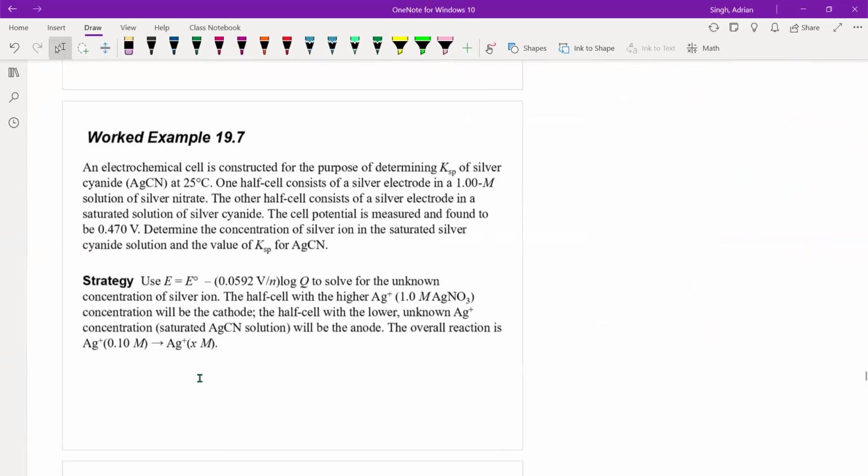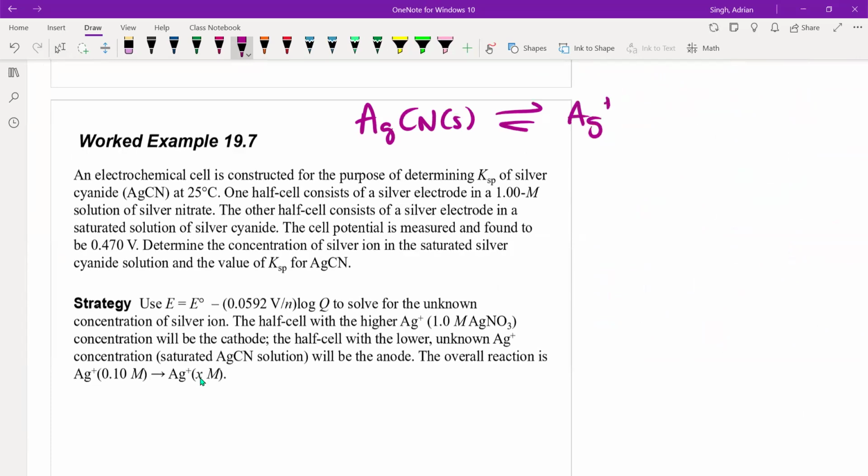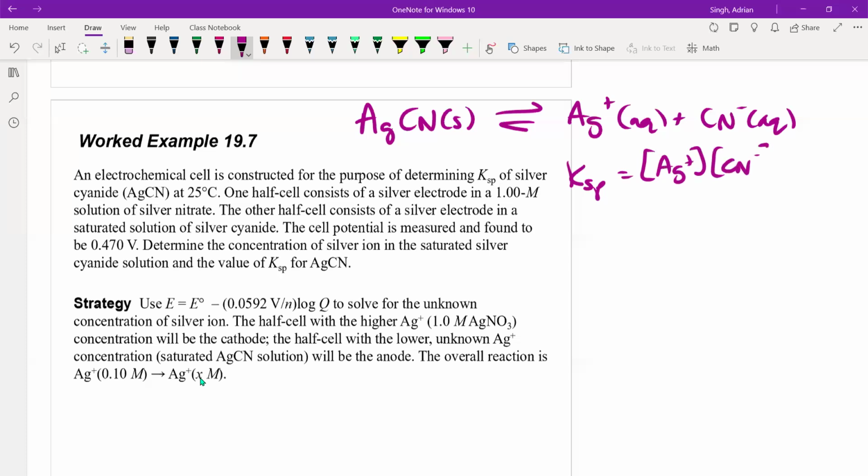It says here an electrochemical cell is constructed for the purpose of determining Ksp for silver cyanide. So we have AgCN solid, sparingly soluble, which will give us Ag+ and the cyanide, CN-. And we know if it's a sparingly soluble salt, this Ksp is going to be a very, very small value. So we have the product of Ag+ and CN-. We can predict this to be very small.